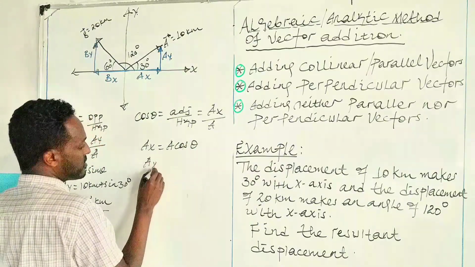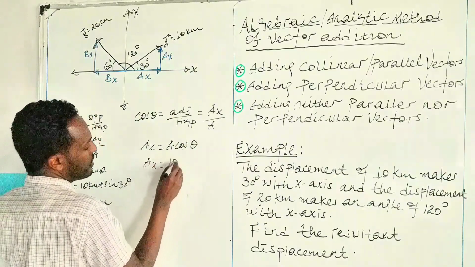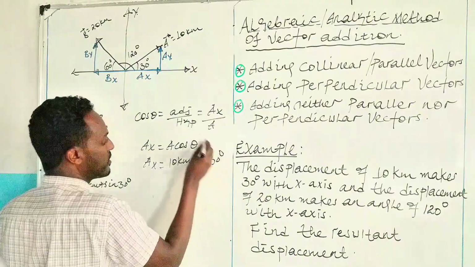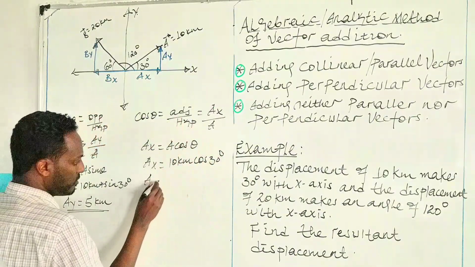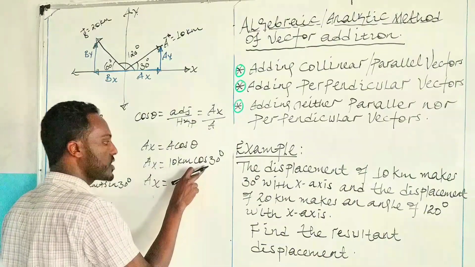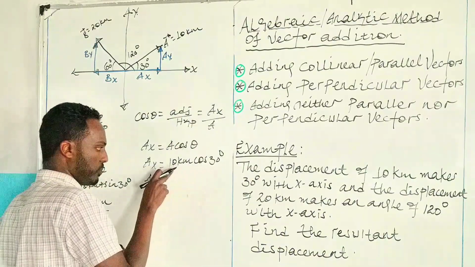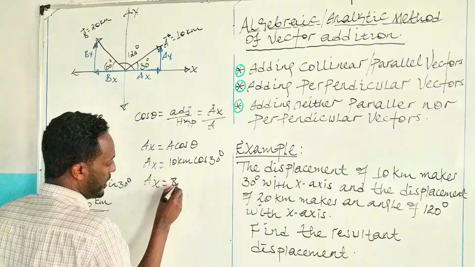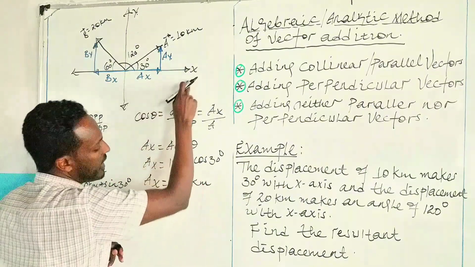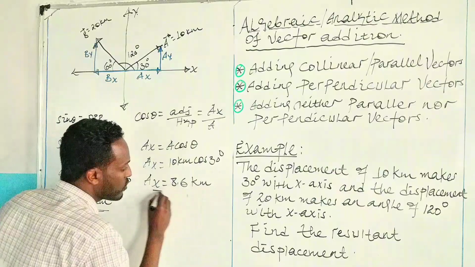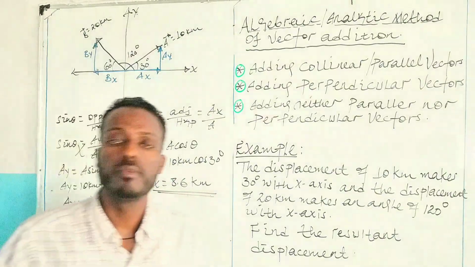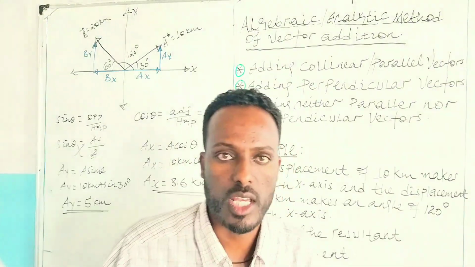Then Ax is equal to vector A, which is 10 kilometer, times cos 30 degree. Cos 30 is 0.86, multiplied by 10, which is 8.6 kilometer along the positive x-axis. This is also positive. So vector A is already resolved.